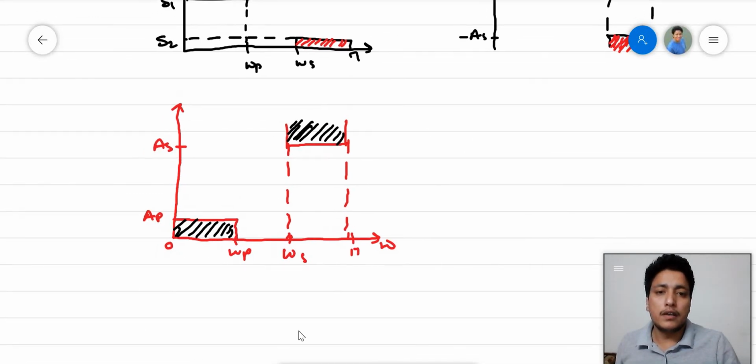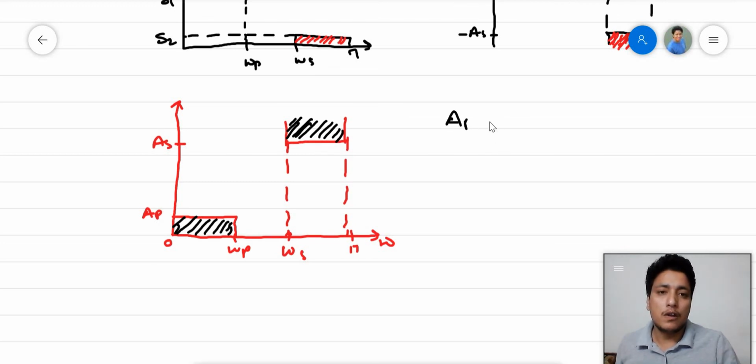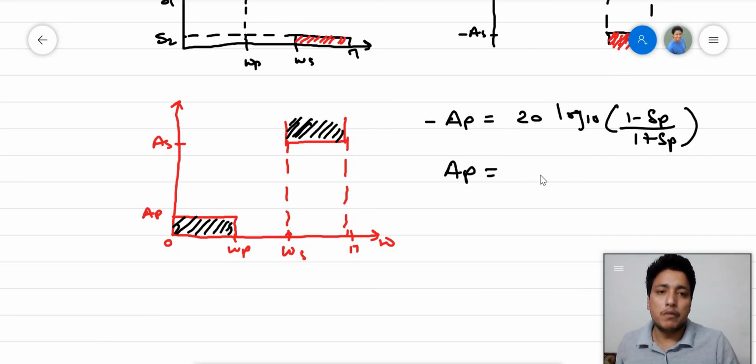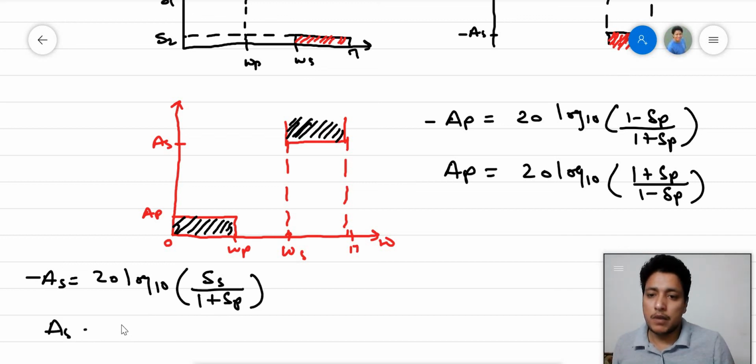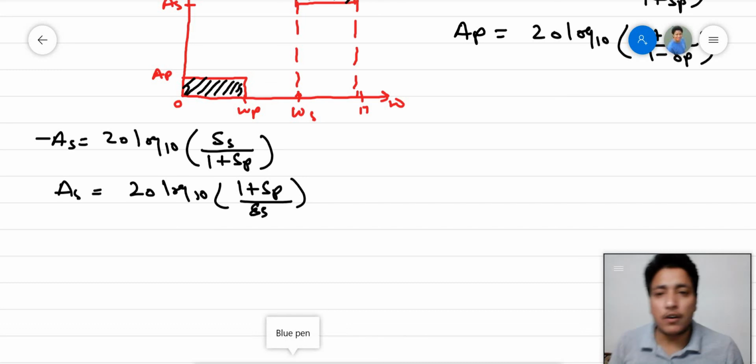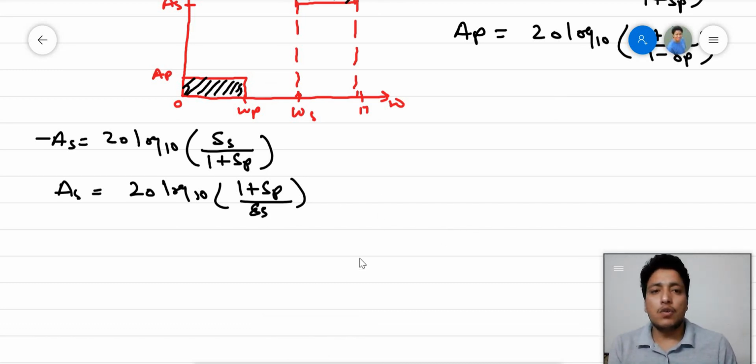We know that minus of AP is equal to 20 log 10 of 1 minus delta P over 1 plus delta P. Then AP will be equal to 20 log base 10 of 1 plus delta P over 1 minus delta P. Similarly, minus of AS is equal to 20 log base 10 of delta S over 1 plus delta P. So AS will be equal to 20 log base 10 of 1 plus delta P over delta S. Now we want to find out the effect of delta P and delta S over AP and AS.